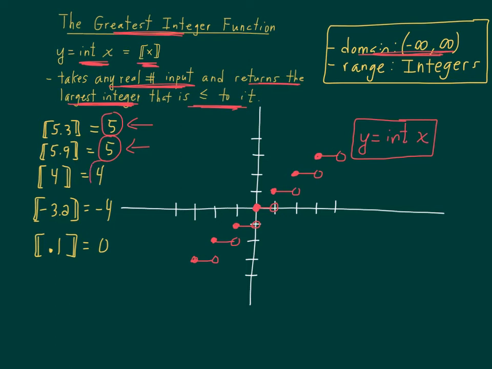If we put 4 into this special function, we get 4, because 4 would be the largest one that is less than or equal to it.